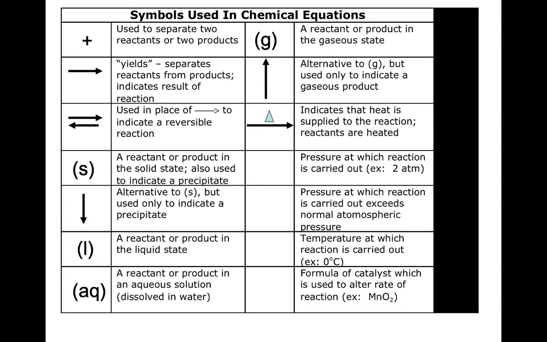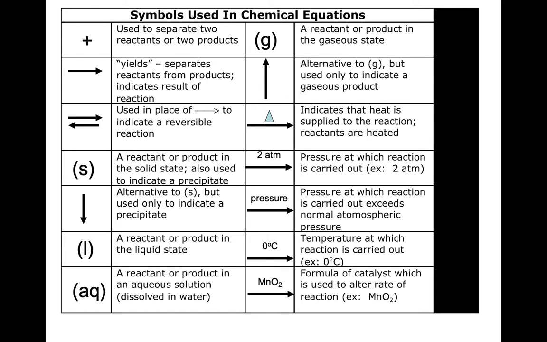There might be some sort of heat that needs to be supplied for the reaction to take place. That delta sign is for change in heat. Maybe there's some sort of catalyst that needs to be considered, or a certain pressure. You would put that above the arrow. You can see that again here. Maybe the reaction will only occur at a certain temperature, and maybe you need a catalyst.